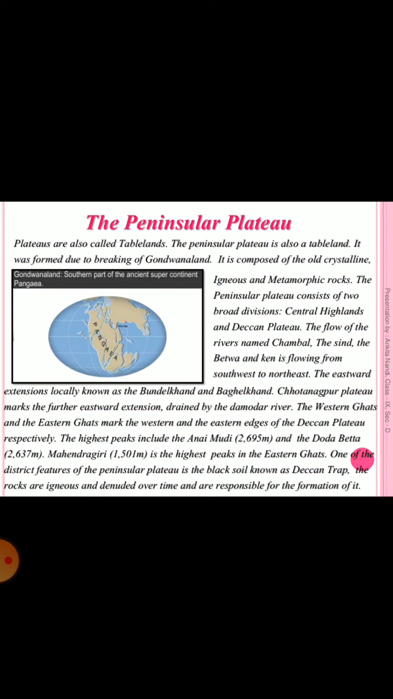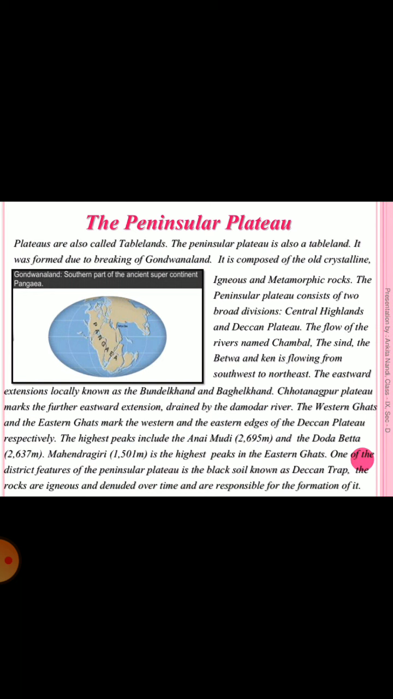Now, because of this flow, it is clearly indicating a slope of the Malwa Plateau or the Central Highlands from west towards east. That is why rivers are flowing from southwest to northeast. Now the eastward extensions are locally known as the Bundelkhand and Bhagelkhand. These two portions belong to the borders of Uttar Pradesh. These are the eastward extension of the Malwa Plateau.